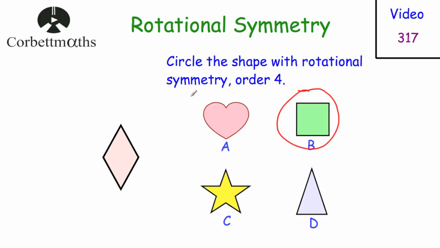So a shape has rotational symmetry whenever it lands on itself more than once when you turn it through a full circle. And to find the order of rotational symmetry, you just count how many times it lands on itself whenever you spin it through a full circle. And that's it. Okay, let's have a look at our next topic.